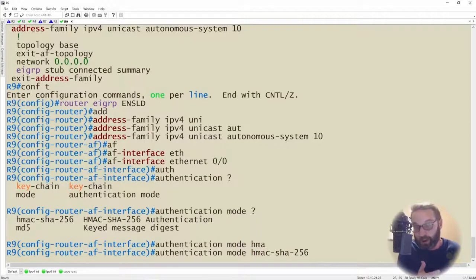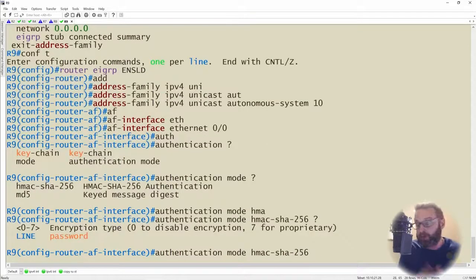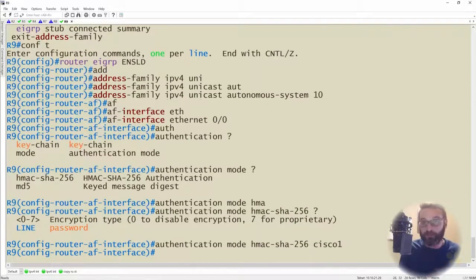Again, this is exactly like OSPF. OSPF can run MD5 or HMAC SHA-256, and we configure authentication on the specific interface. All I have to do now after I specify authentication mode HMAC SHA-256 is type in the actual password that I want it to be. I'll say Cisco1, something like that, and press enter.